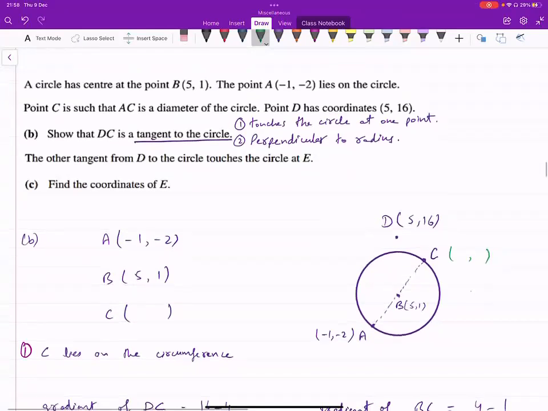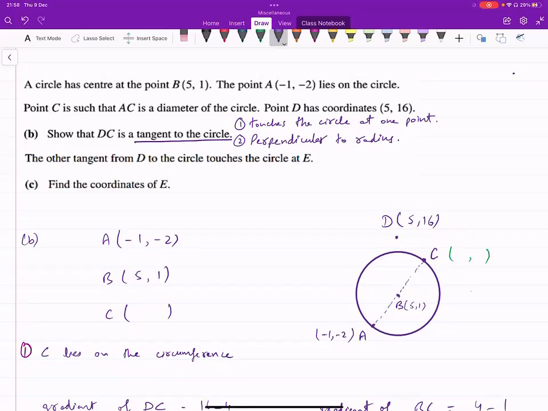Let's have a look at this question. This covers a couple of other important things. Let's say you've got a circle that has center at the point B. There's a point A that lies on the circle. So A lies on the circle, B is the center of the circle. That's what you're given. Now, the point C is such that AC is the diameter of the circle, and there's a point D that has coordinates 5 and 16.